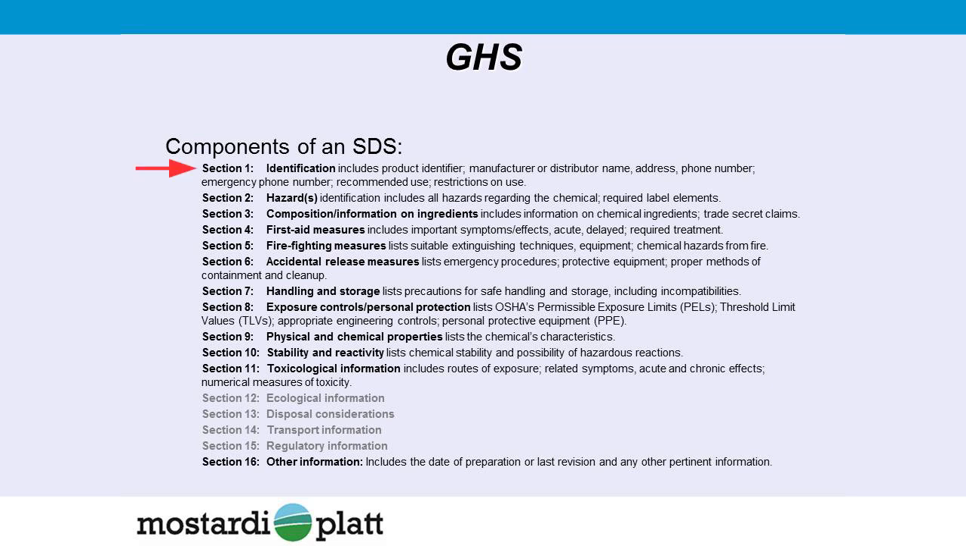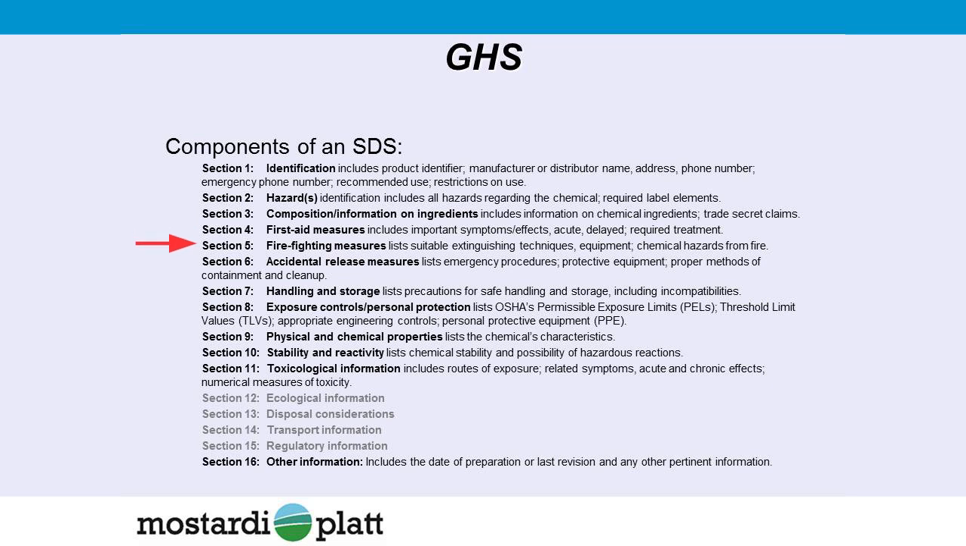Section 1 provides the identification, the product identifier, the manufacturer, the distributor name, their address, their phone number, and so on. Section 2 includes the identification for all hazards, including the chemical hazards and any required label elements. Section 2 is where you're going to see the pictograms. Section 3 is composition information on ingredients, including the chemical ingredients, trade secret claims, and so on. Section 4 is first aid measures, including important information about symptoms and effects on people, be it acute symptoms, chronic symptoms, and so on.